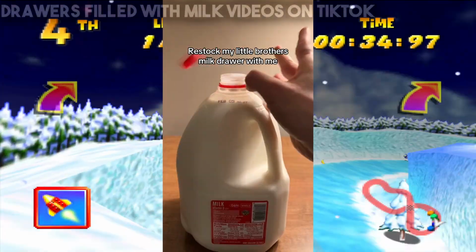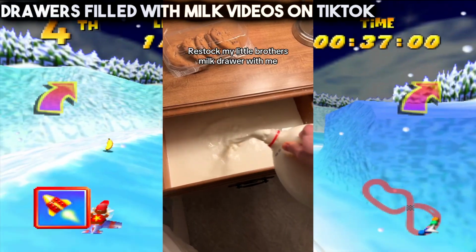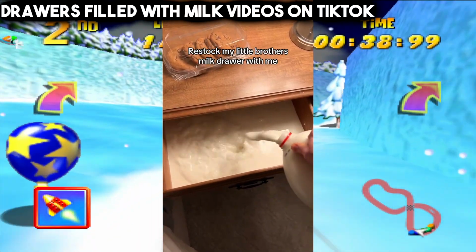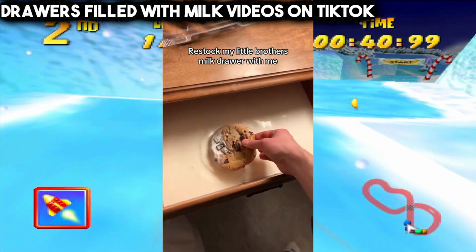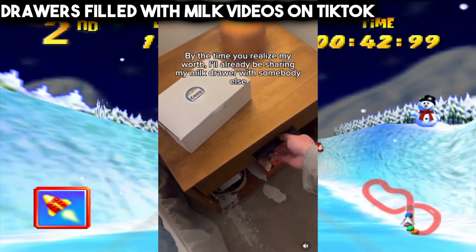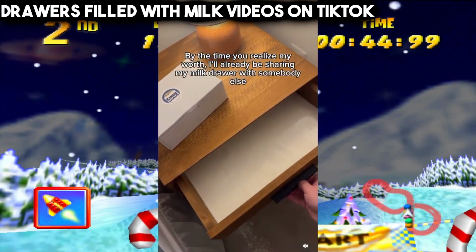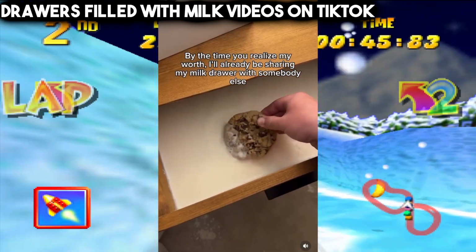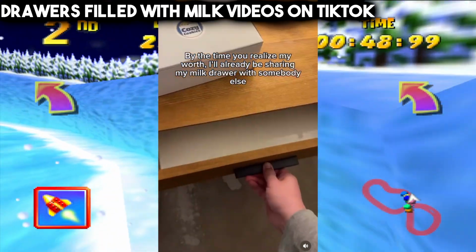This entry is quite a weird one. The entry refers to a TikTok trend where people would fill their drawers with milk, calling it a milk drawer. That's literally the entire point, there's nothing else.